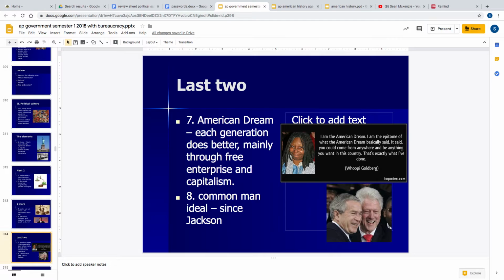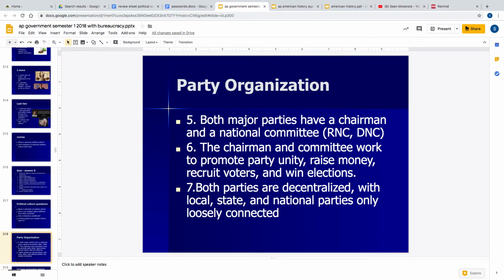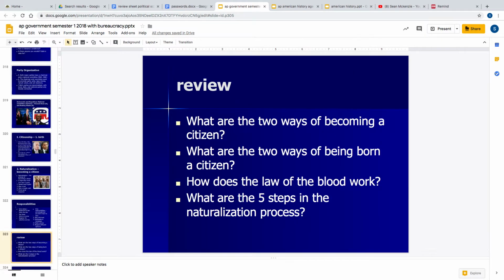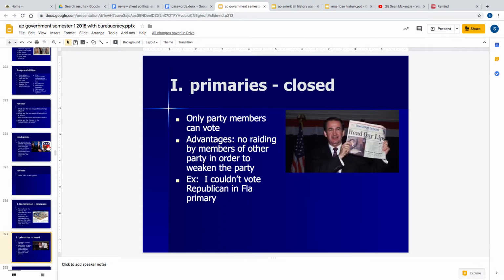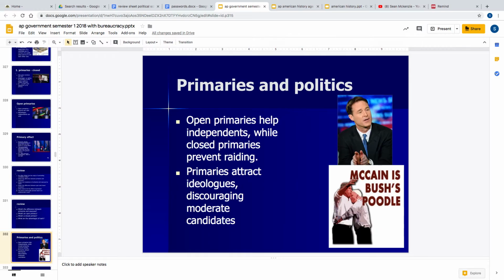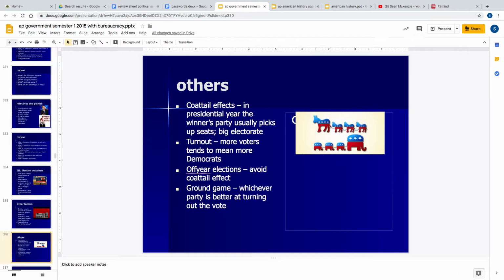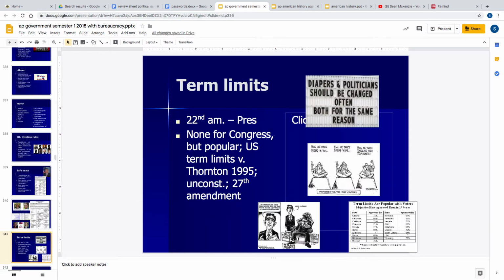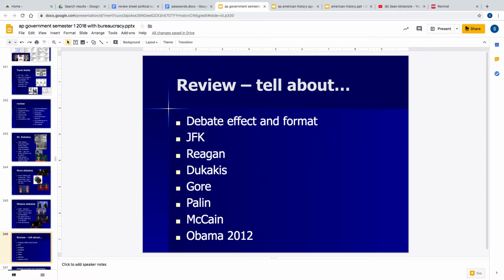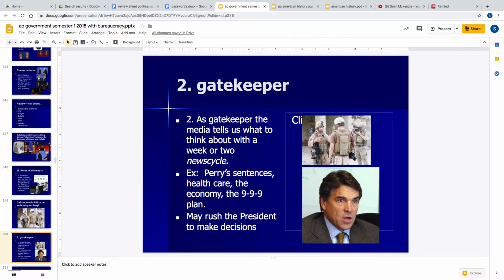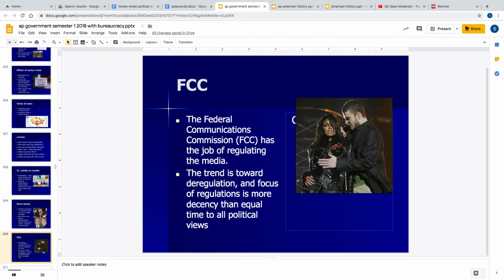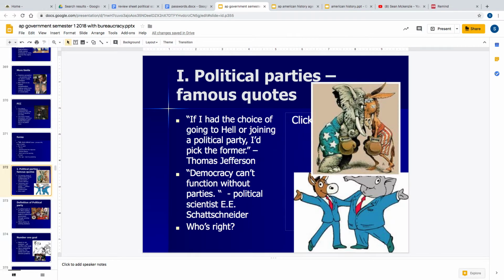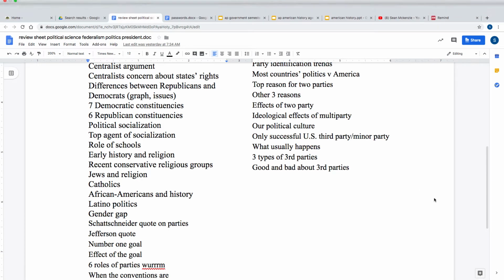Let's go down. Almost there. So we're going to the parties. It's coming. I just know it's down there somewhere. Where are the dang parties? Boom, there it is. Let's go back up to the review sheet.